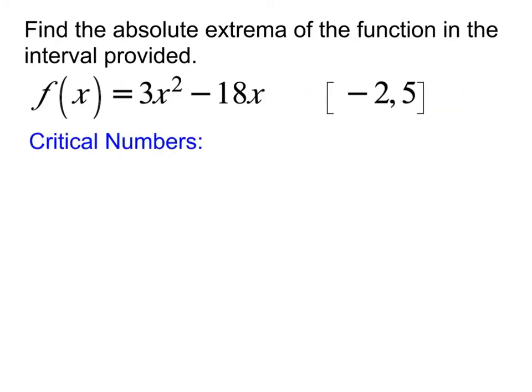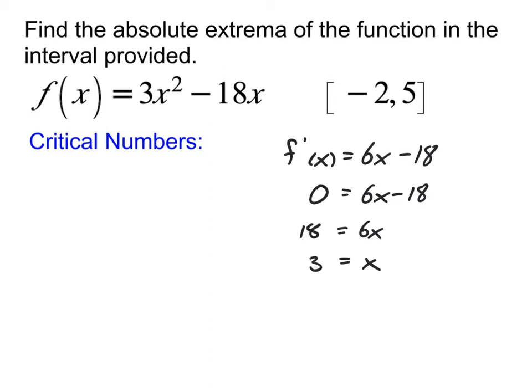So the very first thing we're going to need to do is find out where the critical numbers of this particular equation are. And remember, to find the critical numbers, we're going to have to find the derivative and see where that derivative equals 0 or where the derivative does not exist. And since the derivative is just 6x minus 18, it will always exist. It's just a matter of solving that for x. And we find that x equals 3.